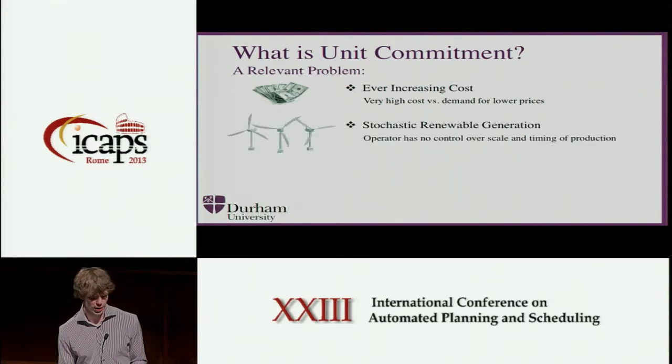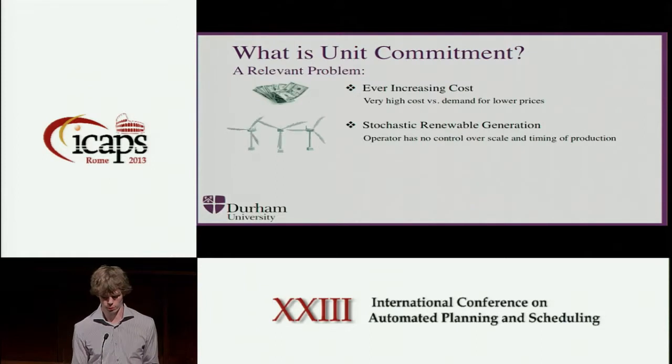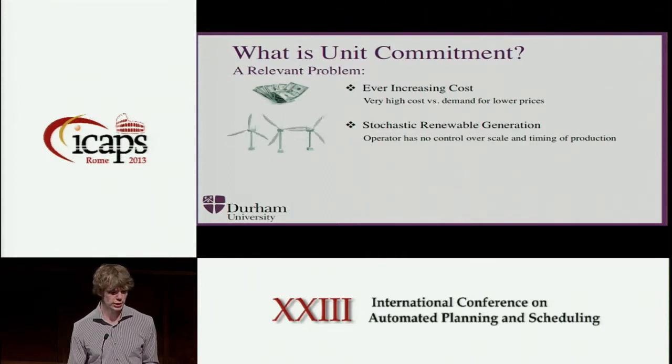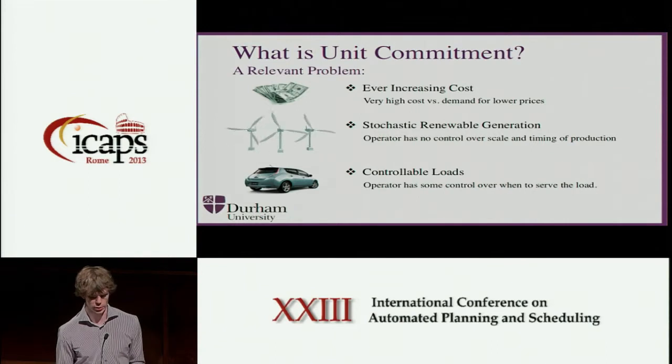Looking forward, there are more factors affecting unit commitment than ever before. In the next 10 to 30 years, we expect to see a very large increase in the amount of variable generation, such as wind farms and solar farms, integrated into the power system. This is non-controllable generation. It provides a source of electricity, but the amount and timing of production is stochastic and beyond the operator's control.